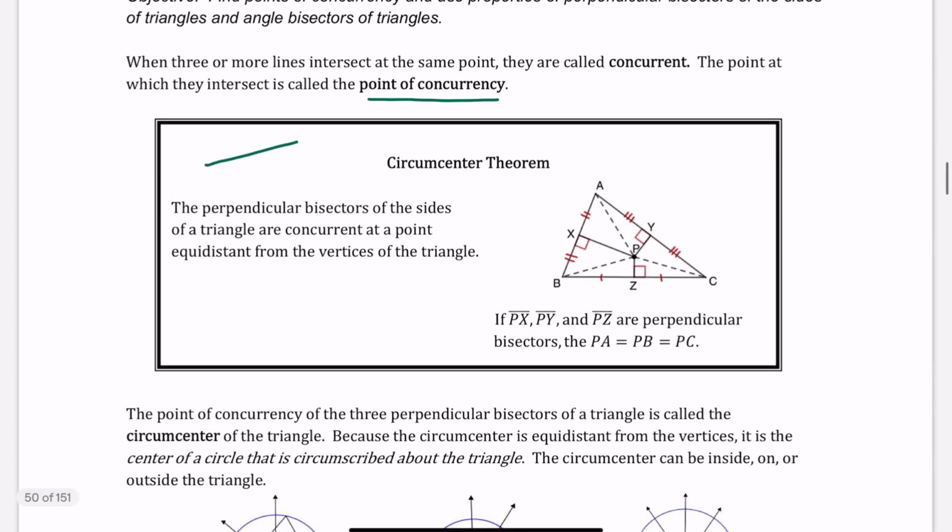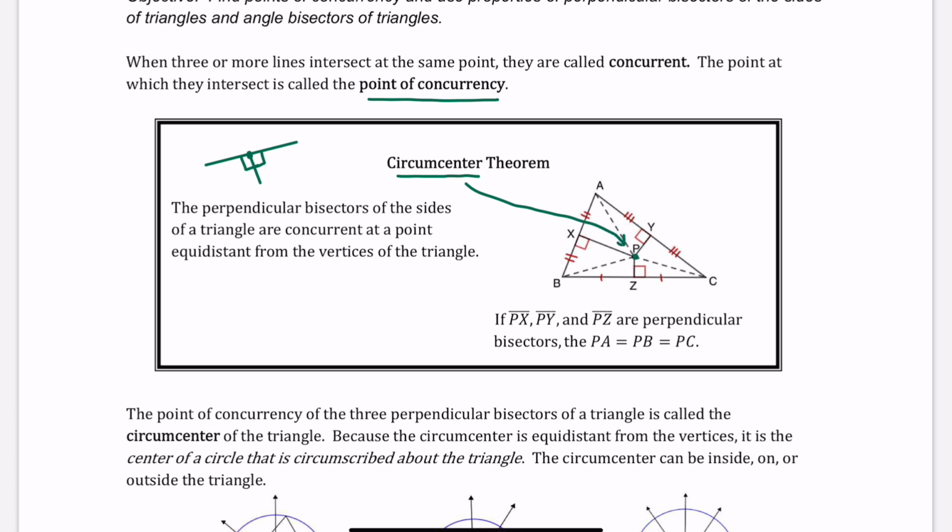So if you take a side of a triangle and you cut it right in half and make a 90-degree angle on it, for any triangle, if you do that on each of the sides, all three of those are going to be concurrent. Their point of concurrency is going to be the circumcenter. So that circumcenter is this point P.